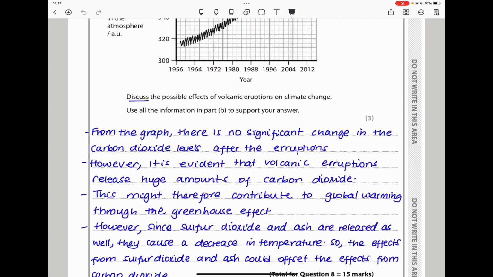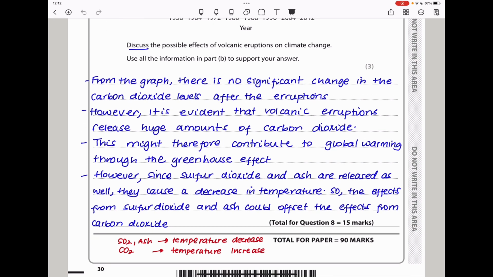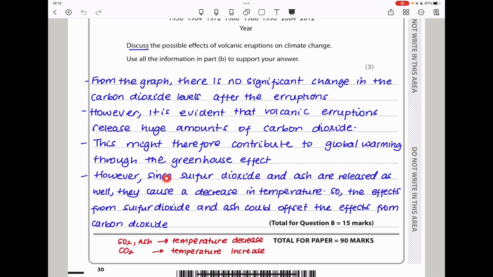However, from the evidence we know, it is evident that volcanic eruptions release huge amounts of carbon dioxide in the atmosphere. And this could contribute to global warming through the greenhouse effect. We know these carbon dioxide gases trap heat at the surface, causing global warming. However, we also know that these volcanic eruptions release a lot of sulfur dioxide and ash into the atmosphere, which leads to the lowering of the temperature of the earth.